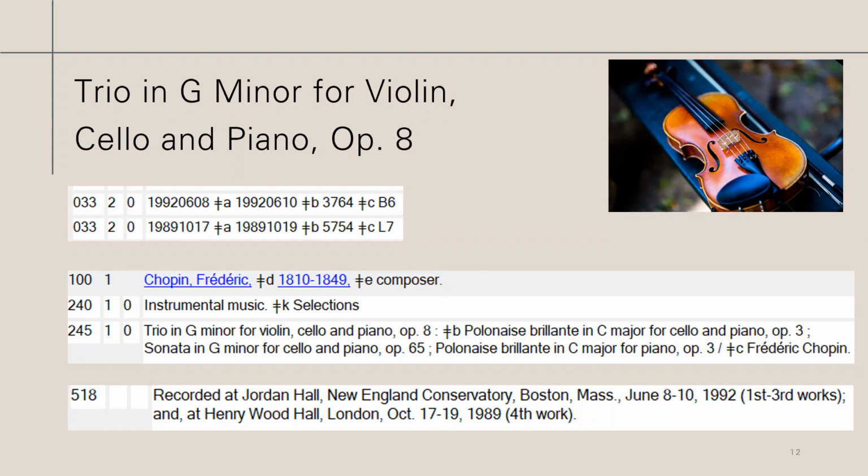In the second 033 field, the first subfield A has 19891017 or October 17th, 1989, and the second subfield A has 19891019 or October 19th, 1989. Subfield B, the Library of Congress Geographic Classification Area Code 5754 is for England, and subfield C, the Library of Congress Geographic Classification Sub-Area Code L7 is for London.